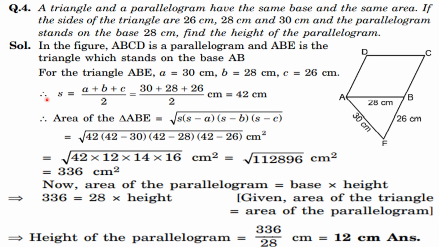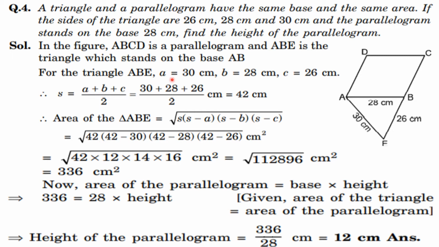Right. Therefore, s is equal to, what is the formula for s? What does the letter s denote? Yes, the semi-perimeter of the triangle. What is the formula? (a + b + c) by 2. This is the formula for the semi-perimeter of the triangle. Okay, my children? Right. In this formula, we substitute the values of a, b and c.